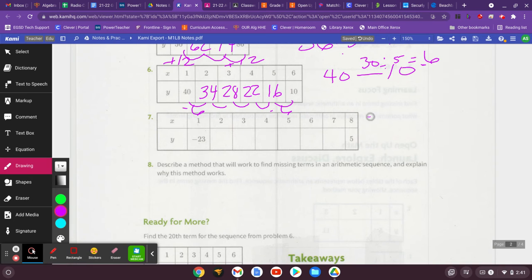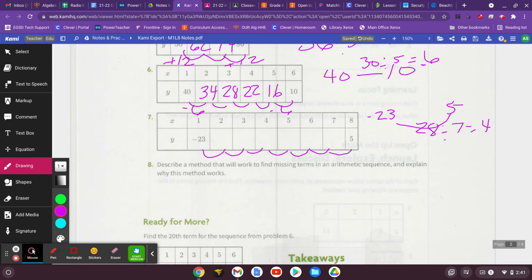So then for here, negative 23 all the way to a 5. So I have 23 to get to 0 and another 5 to get up there. So that's a total of 28. 1, 2, 3, 4, 5, 6, 7. Divided by 7, we're at 4. And we are getting bigger to get to 5.